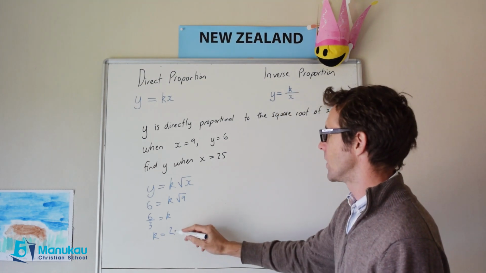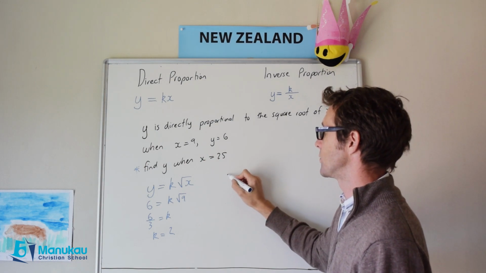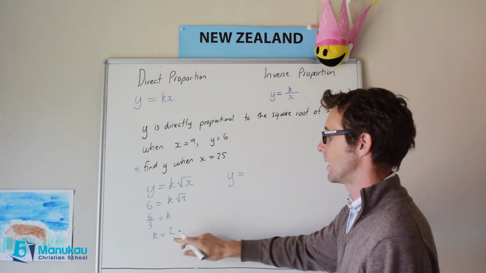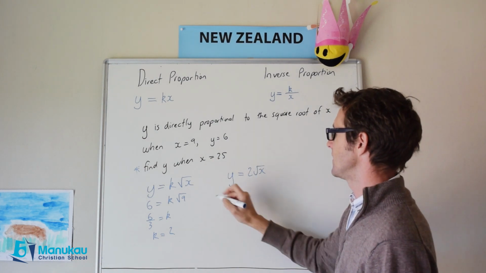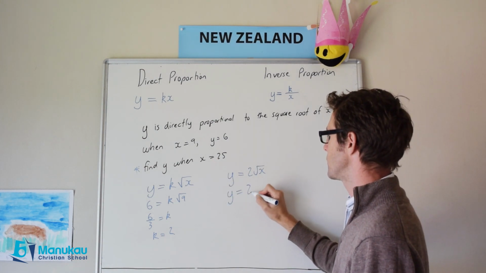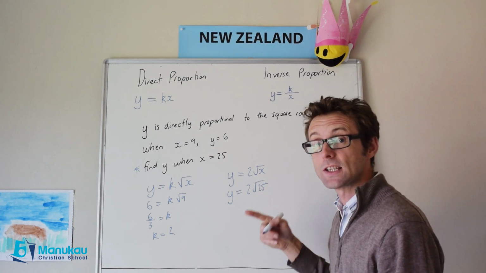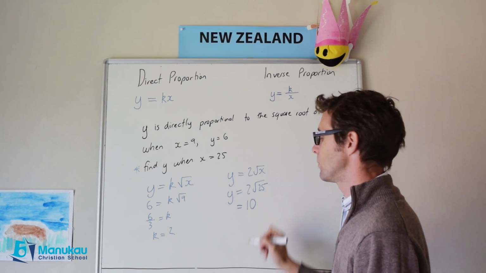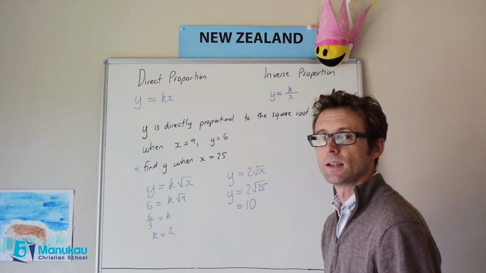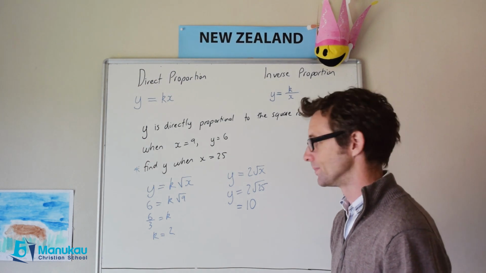Okay, now that we know that, this is the meat of the question. Find y when x equals 25. So our formula is y equals, now we learned that k is 2, 2 square root x. In this case, x is 25, so y equals 2 times the square root of 25. The square root of 25 is 5. 2 times 5 is 10, so y is equal to 10. So that's a direct proportion question.